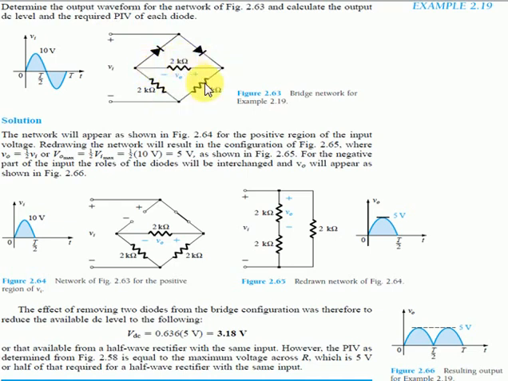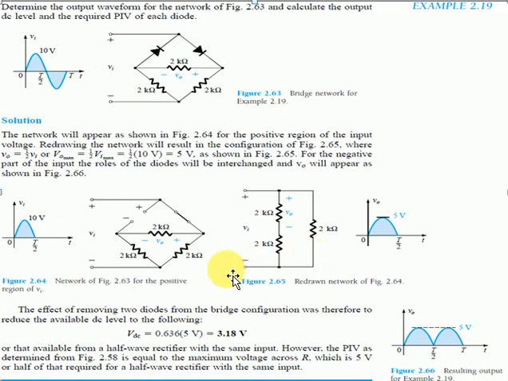Now current will flow in this direction. In this case, these two resistors are in series, and they will be in parallel with this resistor. As the values of all the resistors are the same, we will get the same answer as that of the positive cycle. Now what will be the DC level? VDC is equal to 0.636 times Vmax, and Vmax is 5 volt, so we will have the answer of 3.18 volt. That will be the DC level.